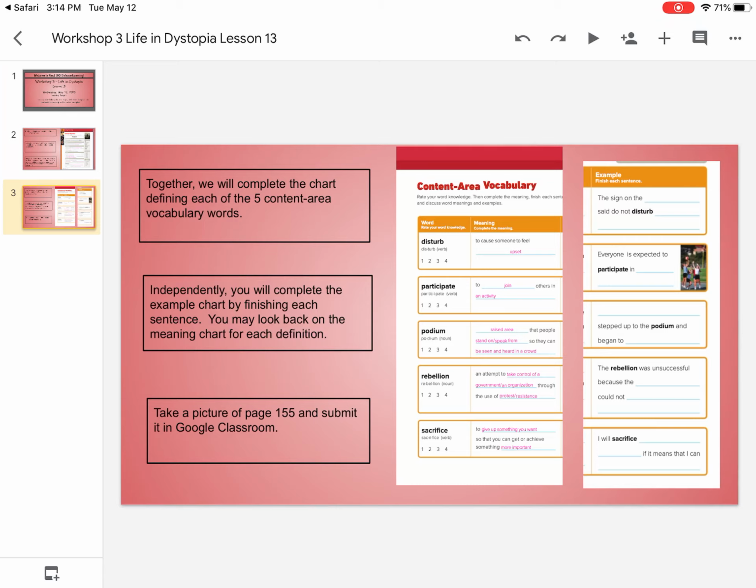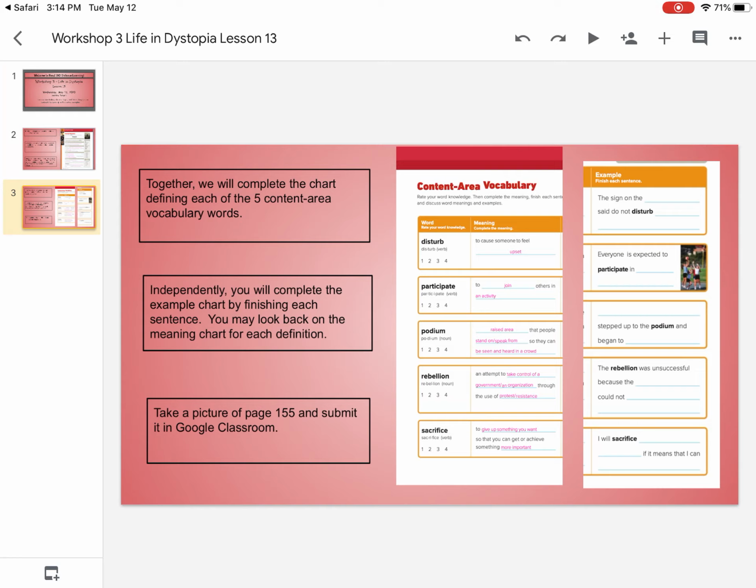Your next word is rebellion, an attempt to take control of a government or an organization through the use of protest or resistance. So a rebellion is an attempt to take control of a government or a specific organization or group. And they usually do that through protesting or resistance. And our last word is sacrifice, to give up something you want so that you can get or achieve something more important. Again, you give up something you want, that's the sacrifice, so that you can get or achieve something more important than that thing.